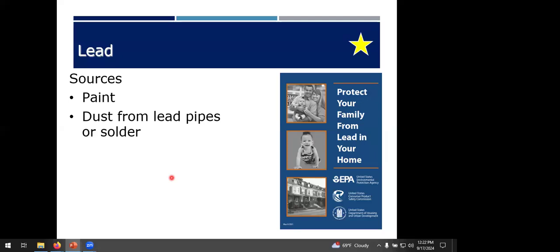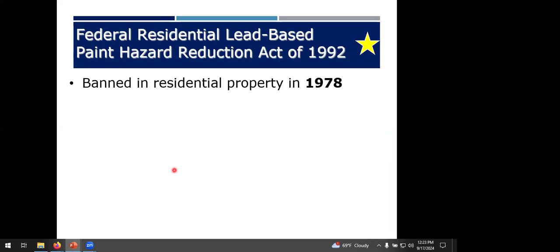When it comes to lead in the home, you need to know that lead was banned in residential property in 1978. You need to know 1978 when it relates to lead. The Lead-based Paint Hazard Reduction Act says anything built prior to 1978 may have lead in it.